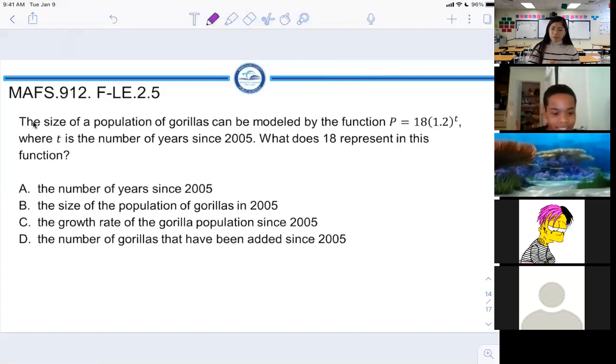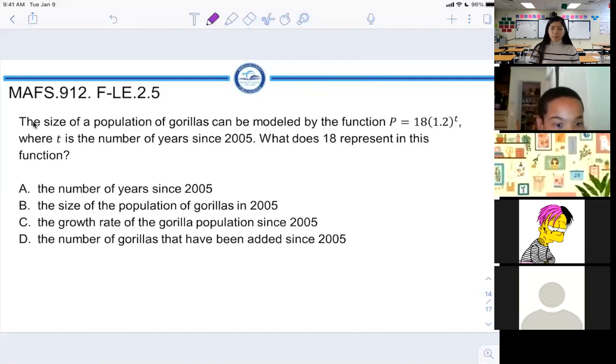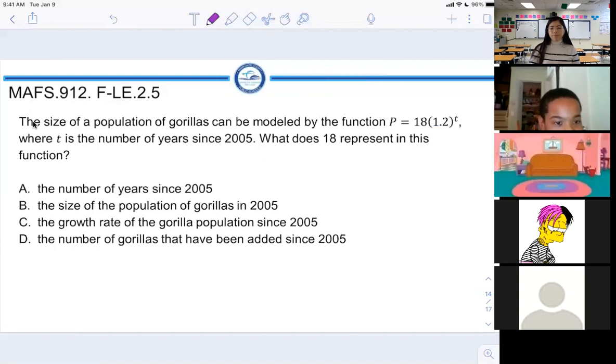The size of a population of gorillas can be modeled by the function p equals 18 times 1.2 to the power of t, where t is the number of years since 2005. What does the 18 represent in this function? Tyrone, I'll let you read the next one. So what does that 18 represent? Good terminology, that is the coefficient. However, more specifically, what does it actually represent?